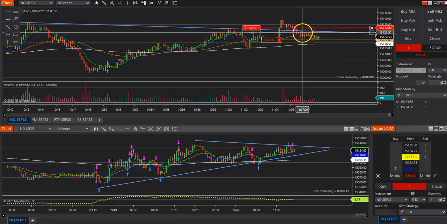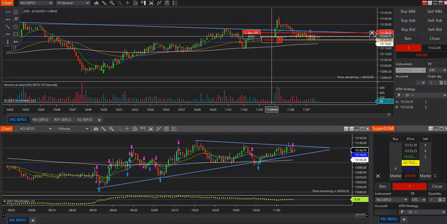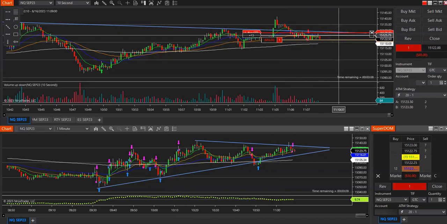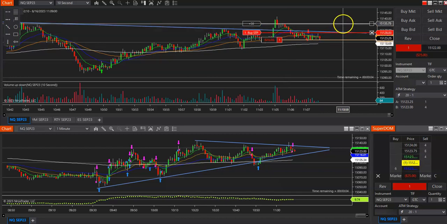So I already moved my stop. I want it to happen very fast, and I'm moving my stop, seeing if we can get that breakdown here. If not, then... looking like we're going to get a break. Looks like we might get it. So let's see here.